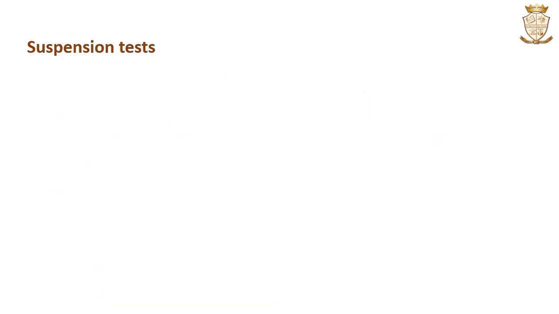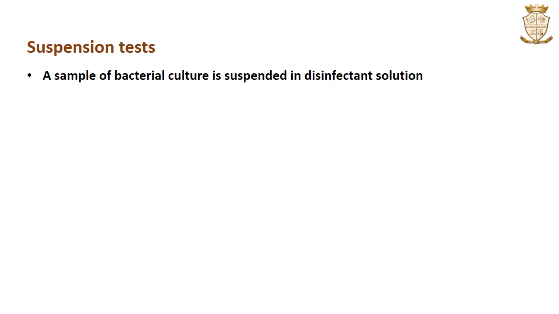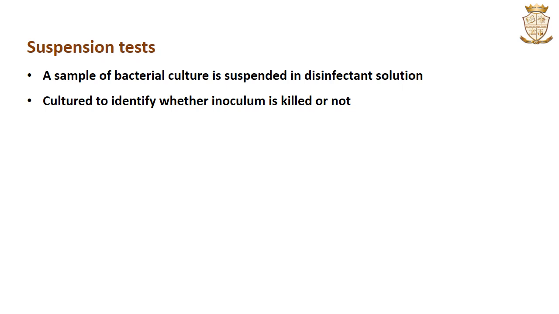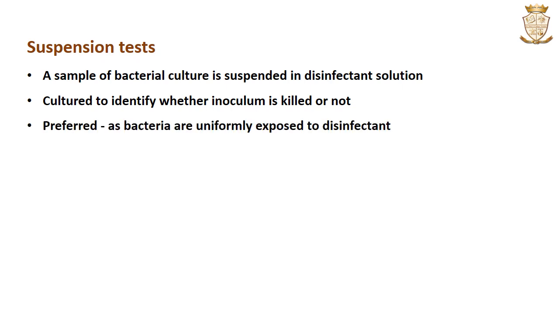Next is the suspension test. In this test, a sample of the bacterial culture is directly suspended in the disinfectant solution. It will be kept so for a period of exposure time, and after the exposure, it will be analyzed to identify whether the inoculum or the organism is killed or not. The suspension test is preferred to the carrier test, as here the bacteria are uniformly exposed to the disinfectant. Also, there are no problems associated with the survival of organisms during the drying of the carrier.